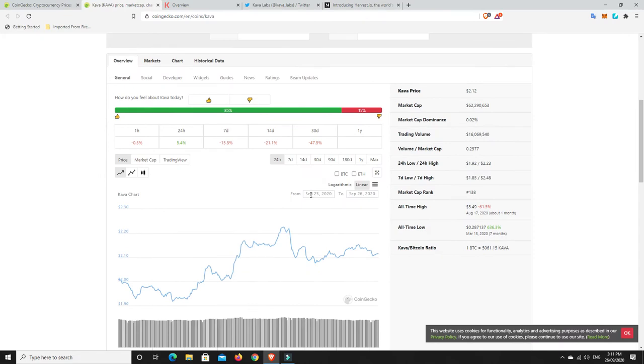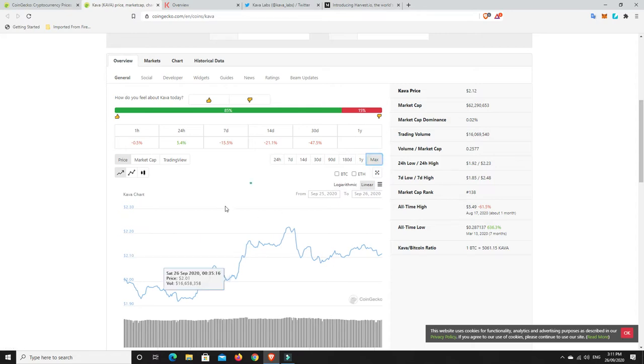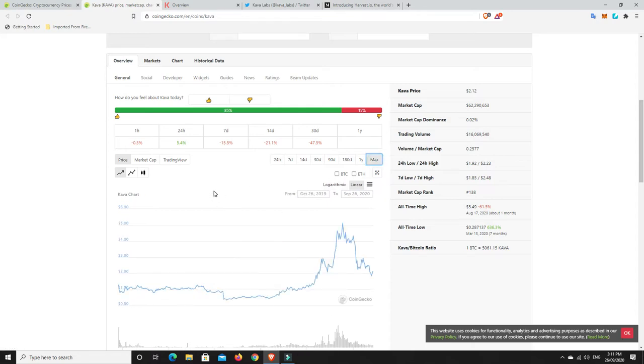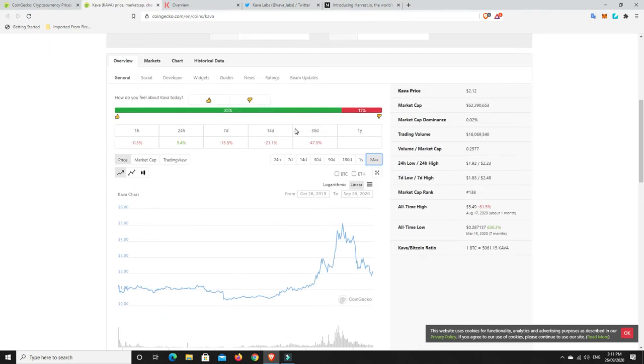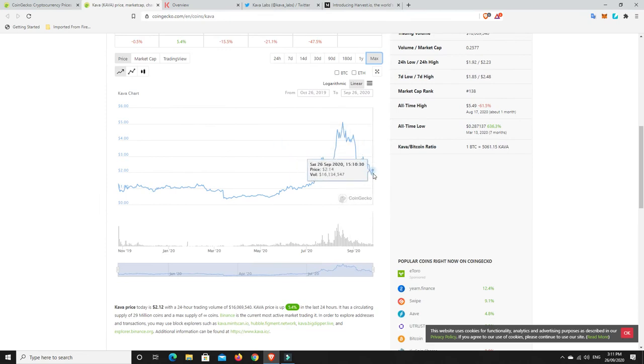All right, so as we can see, it's down significantly over the last 30 days, and let's have a look at the max. I think it's actually at a really good buying point right now. I'm hoping that we've found the bottom, but if we haven't, then so be it. Not that long ago it was up around $5, and currently we're sitting at $2, so it's over 50% off, and it looks like it's starting to push back up, but we'll have to wait and see.